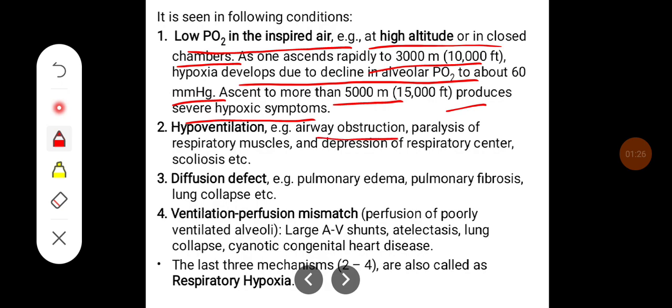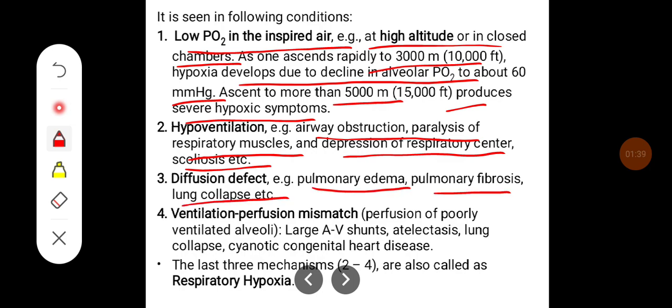Hypoventilation, for example airway obstruction, paralysis of respiratory muscles, depression of respiratory centers, and scoliosis, will also lead to hypoventilation. In diffusion defects like pulmonary edema, pulmonary fibrosis, and lung collapse, hypoxia occurs. Ventilation perfusion mismatch, perfusion of poorly ventilated alveoli, for example large AV shunts, atelectasis, lung collapse, and cyanotic congenital heart disease, will also lead to hypoxic hypoxia. The last three mechanisms are called respiratory hypoxia.